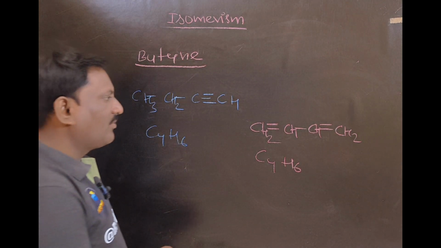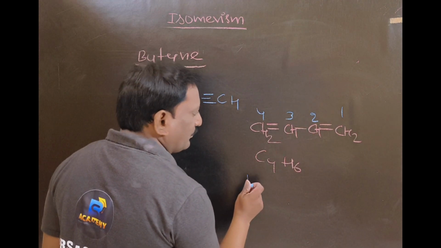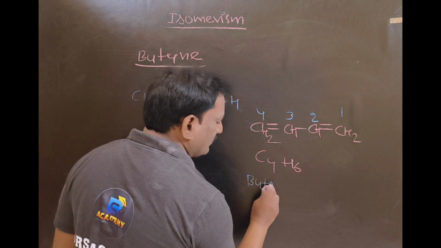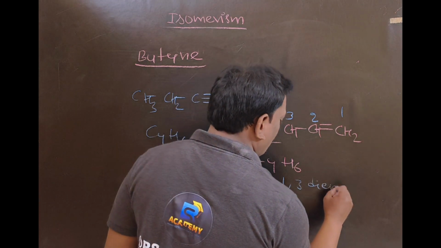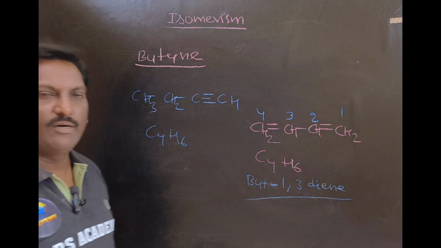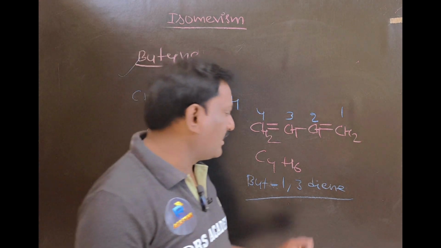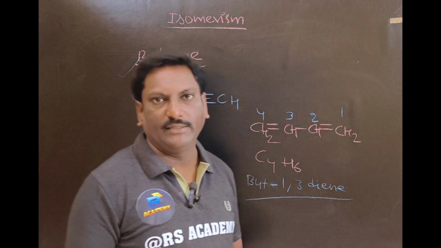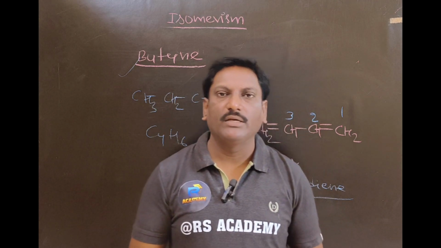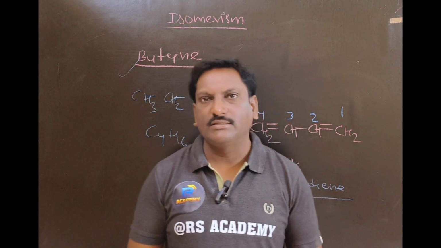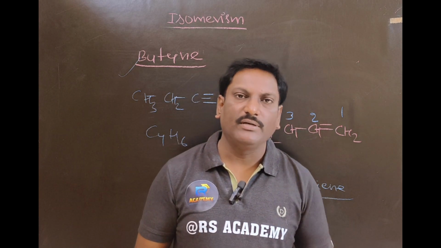But the name of this compound is 1, 2, 3, 4: but-1,3-diene. So this one is a butyne, and butyne can be written as but-1,3-diene. So these are the functional group isomers. Please remember that acids can be converted into esters, alcohols to ethers, aldehydes to ketones, and alkynes to dienes.